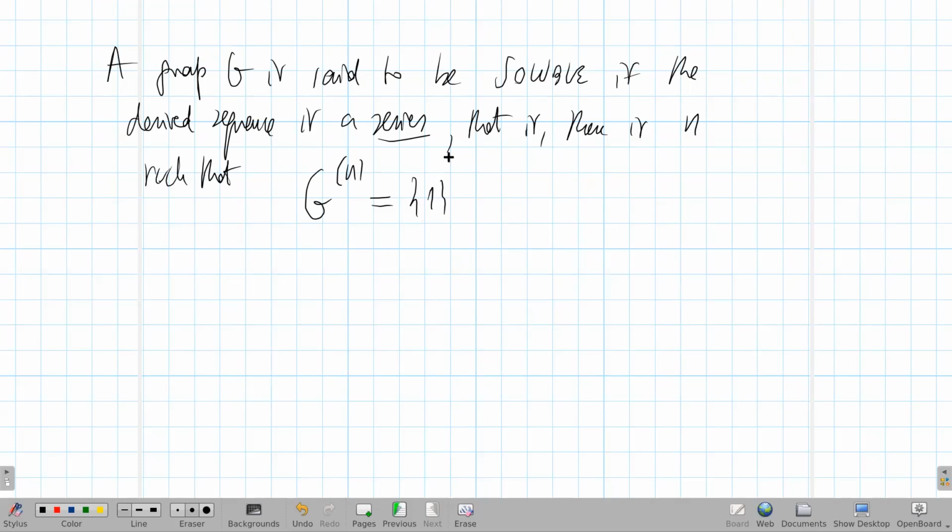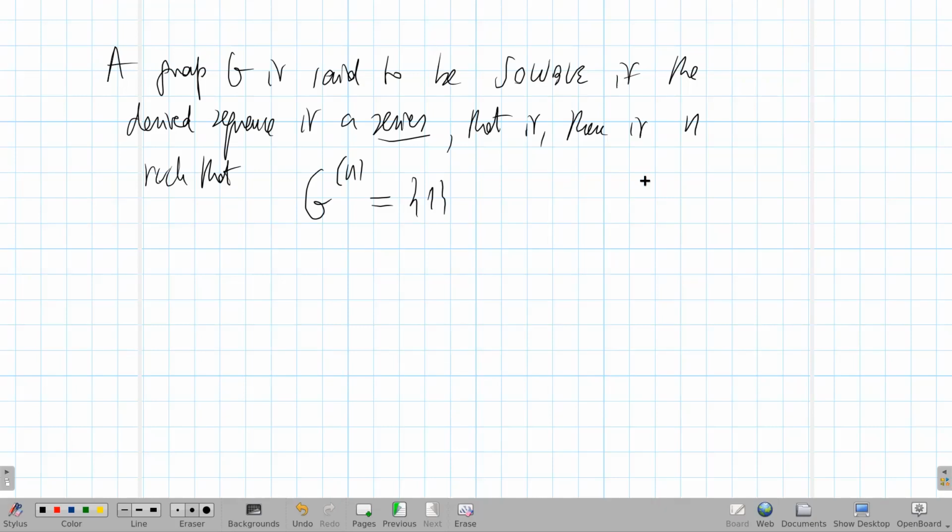It starts from G naught, which is G, but if it ends with 1, then it's soluble. Note that this definition applies even to infinite groups. What's important is that this series terminates in a finite number of steps, because there has to be an n such that this happens.